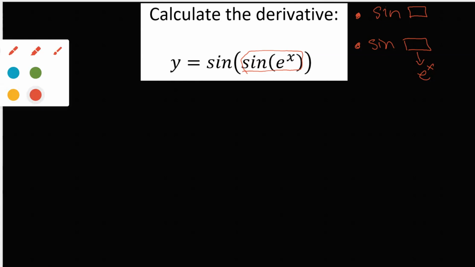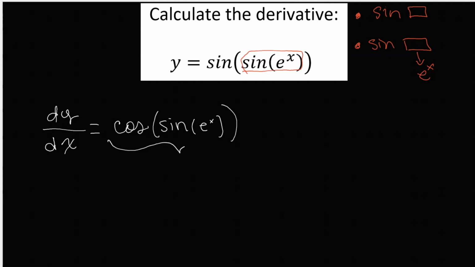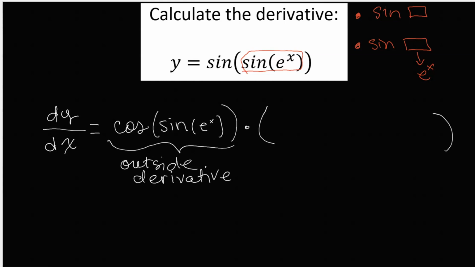So how do we deal with this? Same thing as before. The derivative of y with respect to x as our variable here is equal to the outside derivative. Okay, so that would be the derivative of sine is cosine, and we will keep the input as it is, which would be sine of e to the x. That is your outside derivative. Okay, multiplied by your inside derivative, and your inside derivative is sine of e to the x.